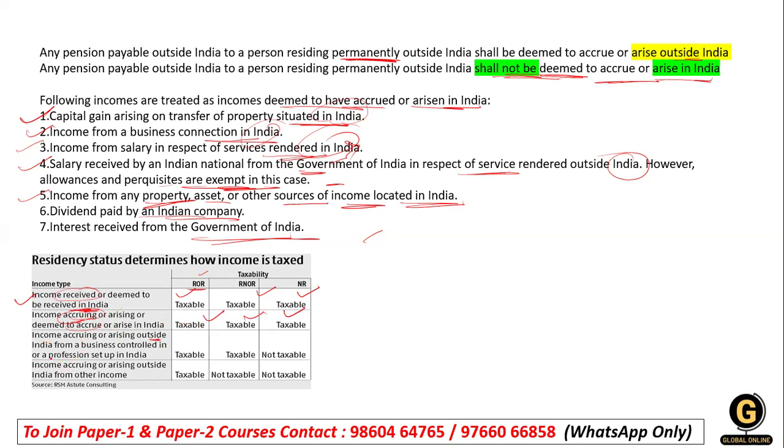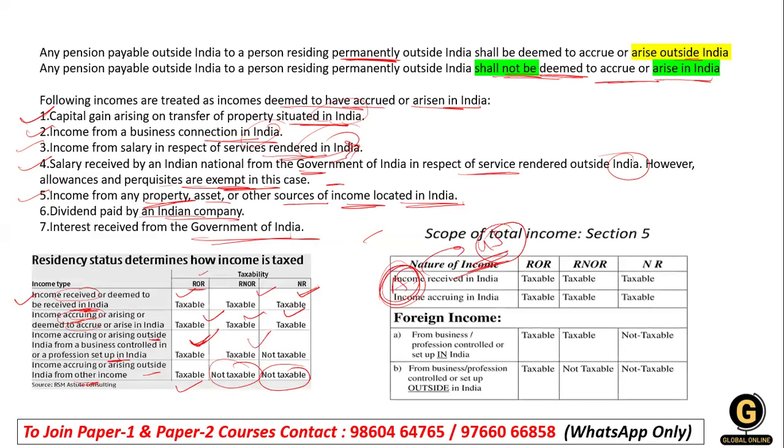Income accruing or arising outside India from a business controlled or profession set up in India. For example, a person having a business outside India, in the USA, but controlled from India. In that case, the ROR is taxable and NOR is also taxable, but the non-resident is not taxable for this. Income accruing or arising outside India from other income is also taxable for ROR, but not taxable for not ordinarily resident and the non-resident. Clear?